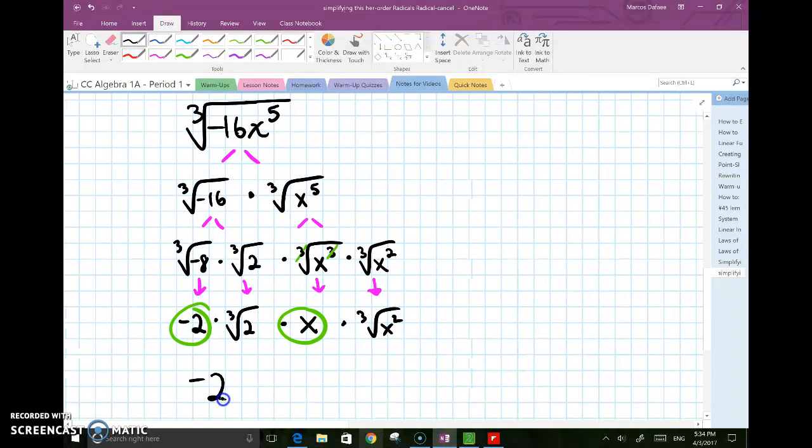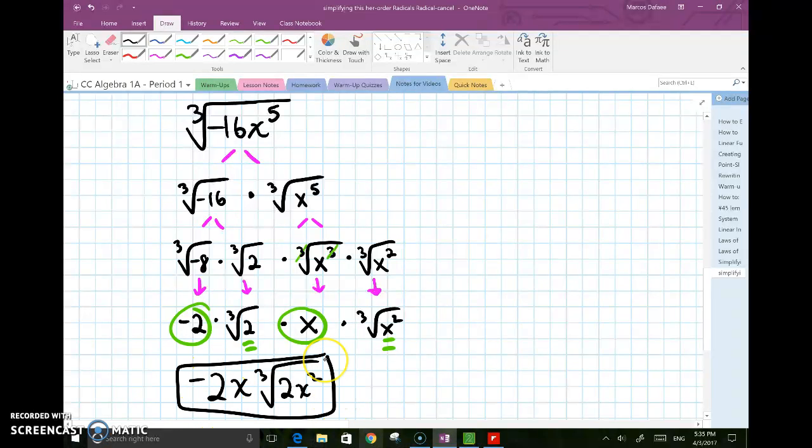So it's negative 2x. Everything that is not outside gets put together as well, but they get put together under the same radical. So that means I'm talking about the 2 here and the x squared there. They get put together, but under 1 cube root like this. So it's 2x squared. And that is our answer.